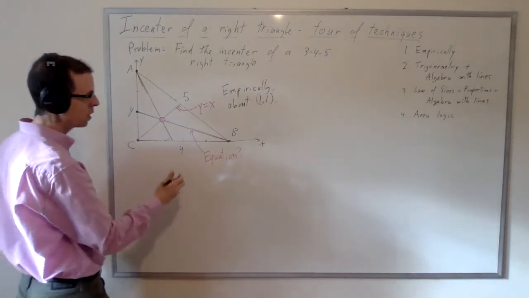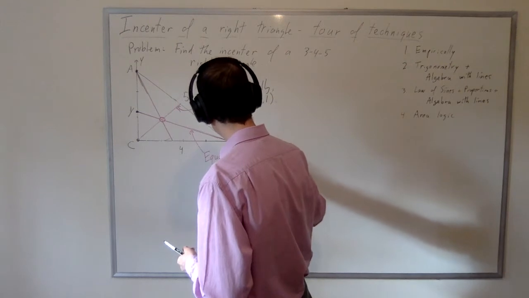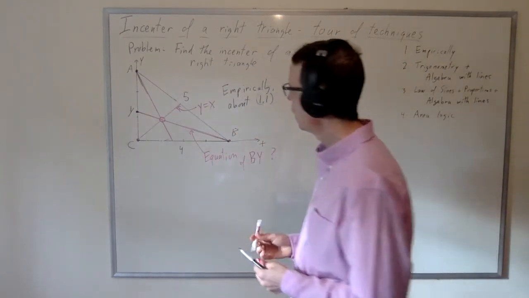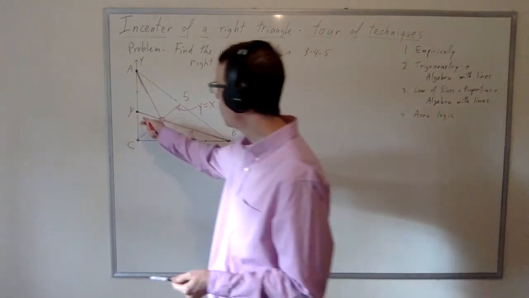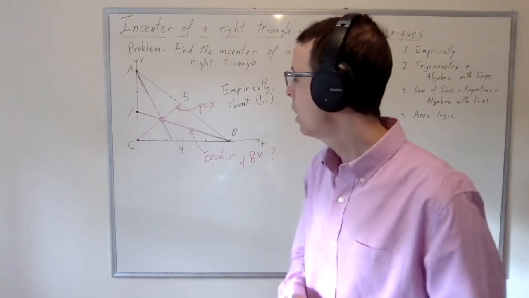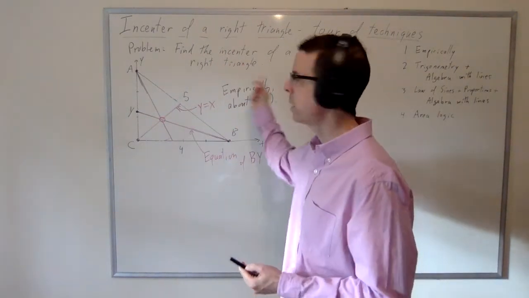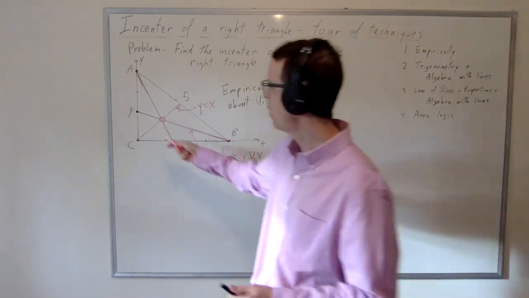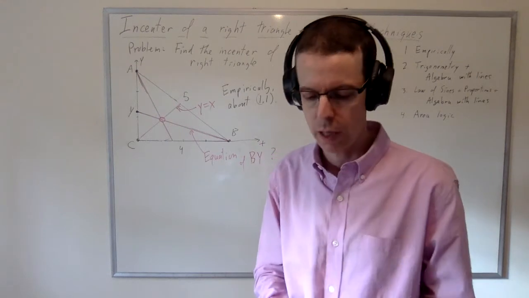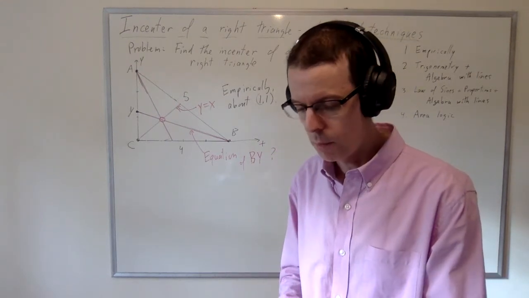We want to find the equation of the line BY. How are we going to do that? Well, if we had the coordinates of the point Y, then we'd be good to go, but we don't. We could eyeball the coordinates of the point Y, but then we would really be back to the empirical method, right? If I want to say, oh, that's about 1 or that's about 1.5, then I'm really just doing this empirically, and I'm trying to get away from doing this with imprecision. I'm trying to do this perfectly precisely.